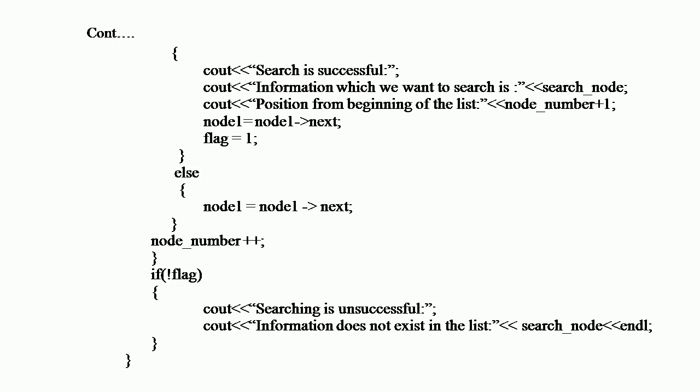What is the searching element? Searching means finding information in a given list, searching a node with given information. void search(struct node *node1), int node_number = 0, int search_node; int flag = 0; node1 = start address of start, that program is started. cout information is the input information of node we want to search, cin search_node.